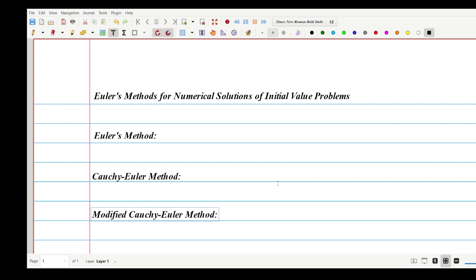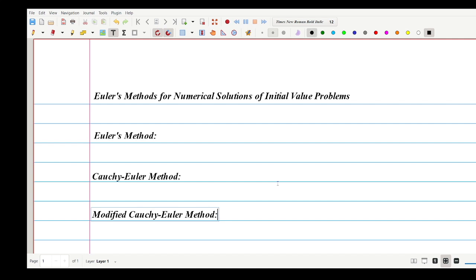Welcome to this lecture of numerical analysis. In this lecture, we will study Euler's methods for numerical solutions of initial value problems. We have actually three Euler's methods. We shall call the first method Euler's method simply. The second one is the Cauchy-Euler method, and the third one is the modified Cauchy-Euler method.